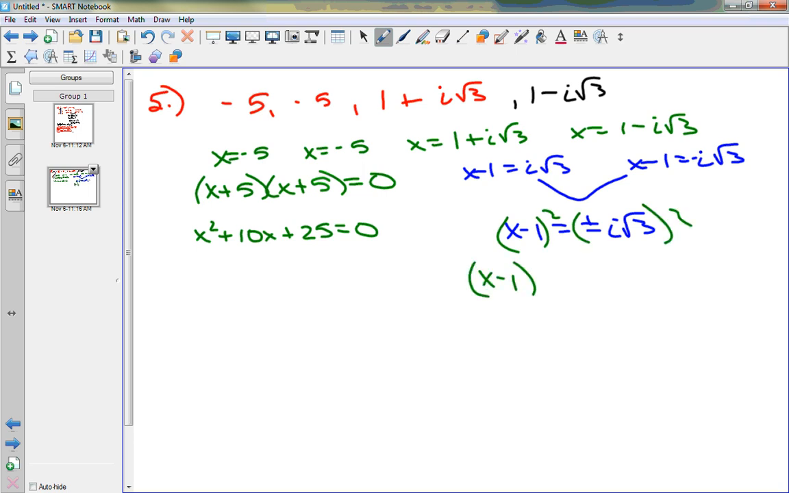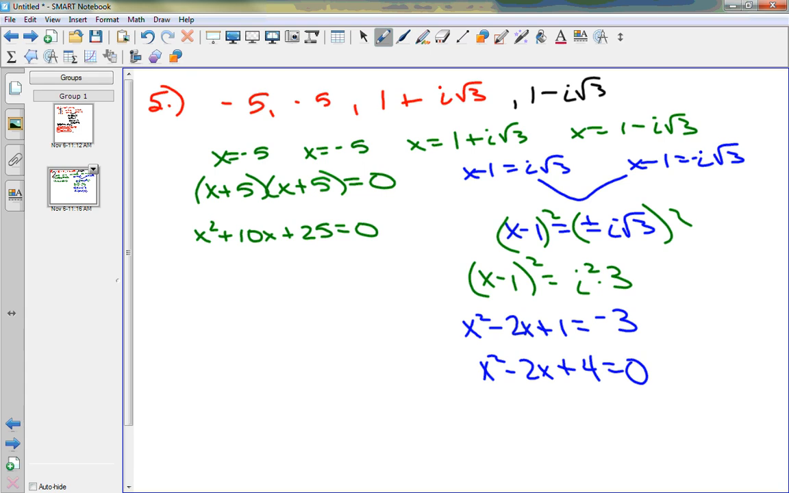x minus 1 squared is equal to i squared times 3. Why is that times 3? Got just the power in the root. They cancel out. So x squared minus 2x plus 1 is equal to -3. Why is it equal to -3? Because i squared is -1. Bring it over, and I'm going to have x squared minus 2x plus 4 is equal to 0.